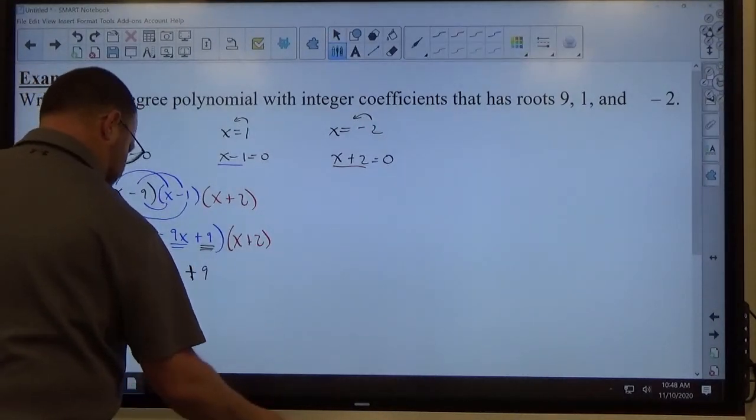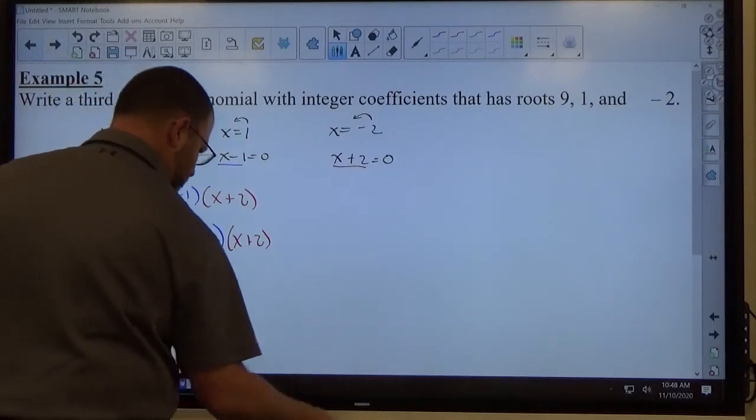Is this where we take x times it all and then 2 times it all? Yeah.